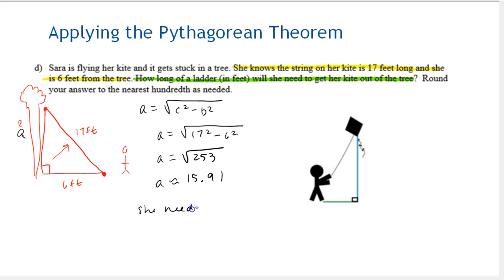So she needs a ladder at least 15.91 feet. Okay. So again, in this application, in the structure of the problem, when you make a geometric model, you see that there's a right triangle. Okay, the right angle here was formed between the tree and the ground. Okay, you know two of the lengths and you need to find a third one, and this is when you can use the Pythagorean theorem.